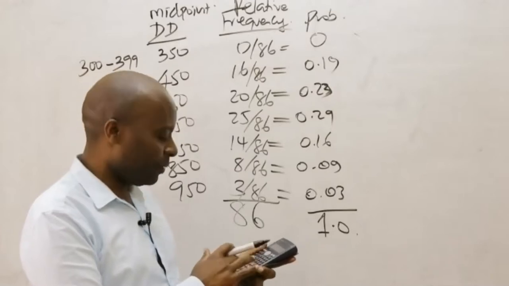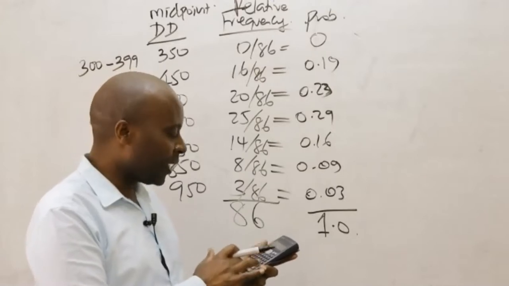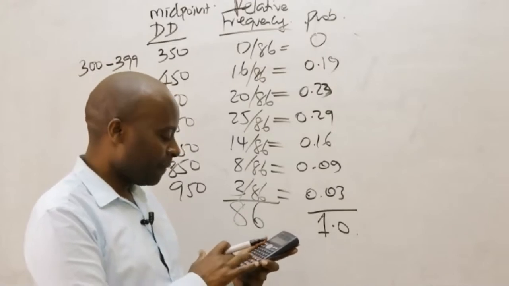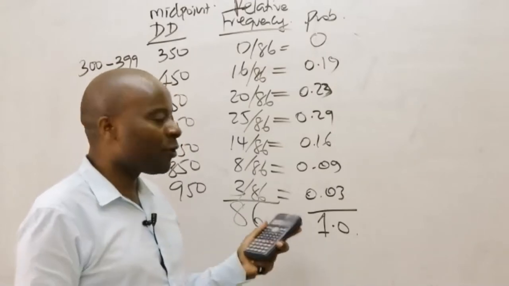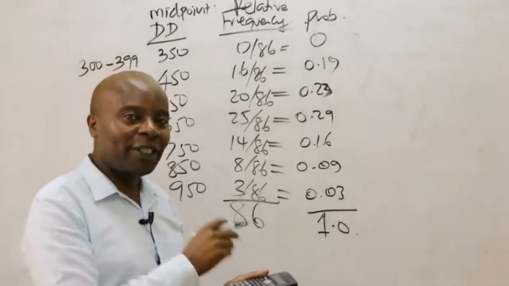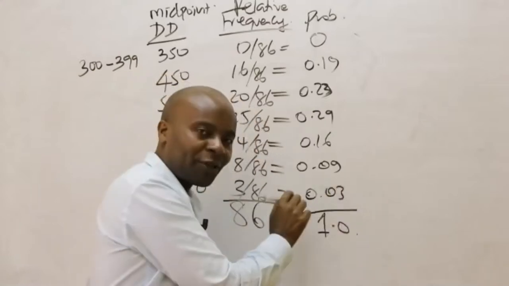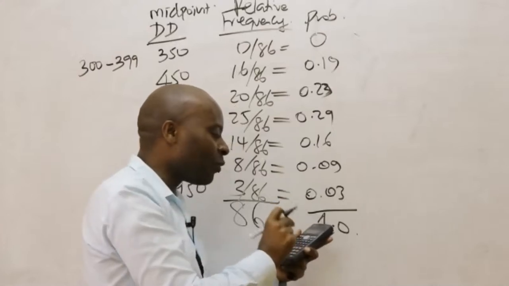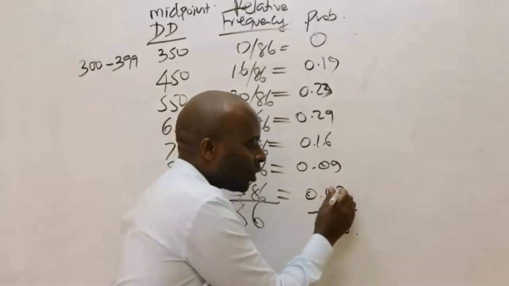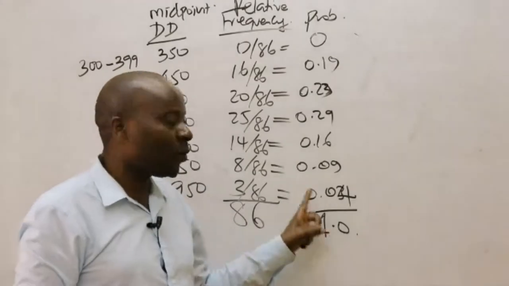So what do we have here? 0.19 plus 0.23 plus 0.29 plus 0.16 plus 0.09 plus 0.03, which is giving me 0.99. Meaning that if I do this, it will not be right. We need to make an adjustment on the last figure. There is a difference of 0.01, so the last figure ought to be 0.04. Normally the adjustment is done on the last figure.